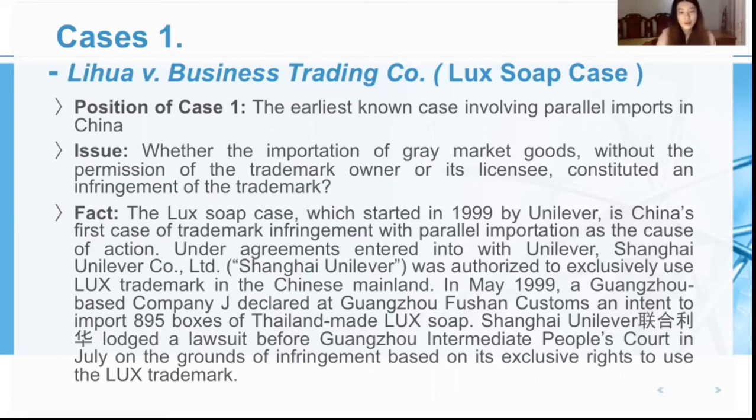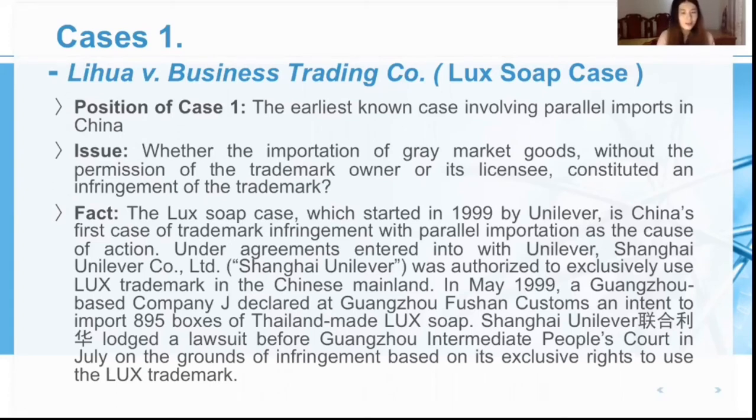The Lux trademark infringement case took place during the Asian financial crisis. The Thai baht had depreciated substantially while China's RMB remained strong. And China was a high-priced market, which led to the parallel importation. Since Chinese trademark law does not have clear provisions on parallel importation, the judgment failed to respond directly to the issue of parallel importation, but bypassed this issue.